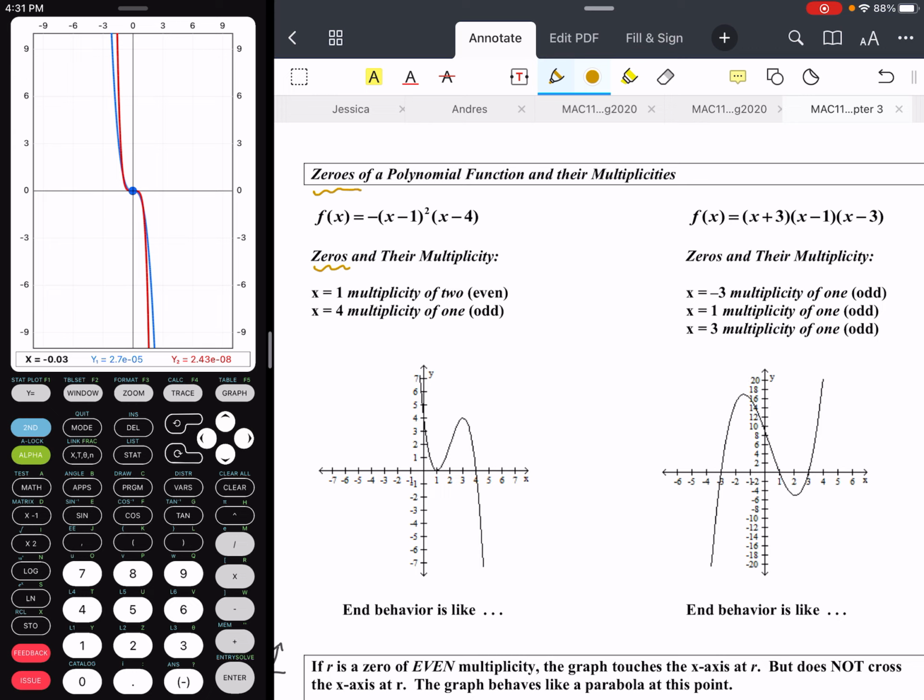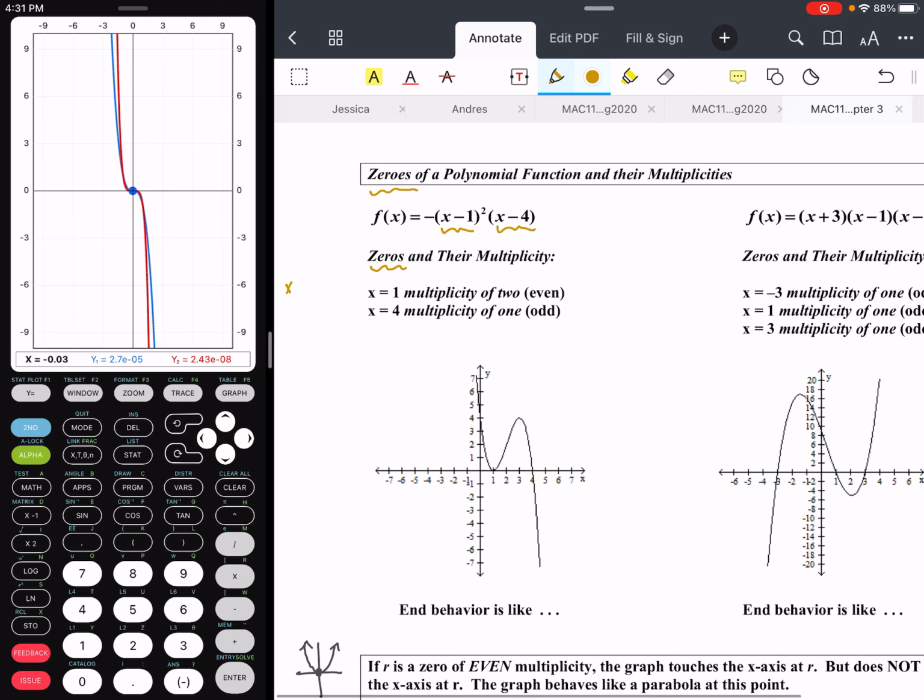These are the x values which make your function value equal to 0. So for something like this, f of x equals negative (x minus 1) squared times (x minus 4), we can set each factor equal to 0. Setting x minus 1 equal to 0, we solve that and we get x equals 1. That would be our first 0 of the function. Then we could set that second factor, x minus 4, equal to 0, and get x equals 4. So these are our two zeros of the function.